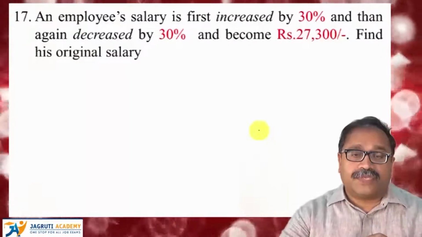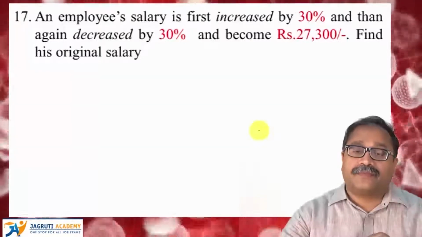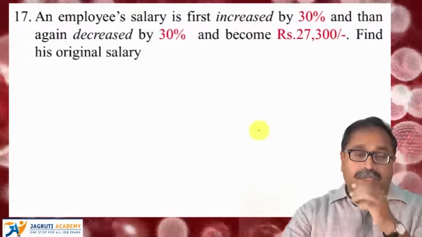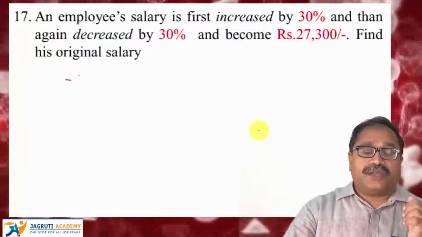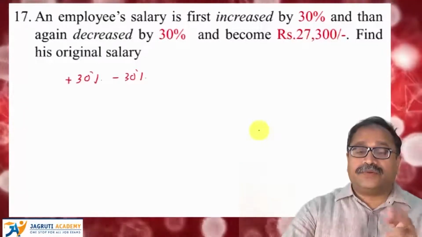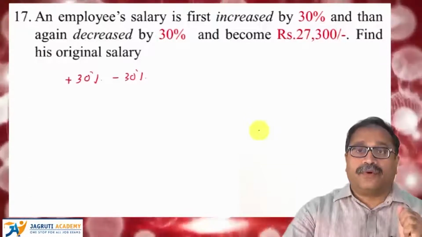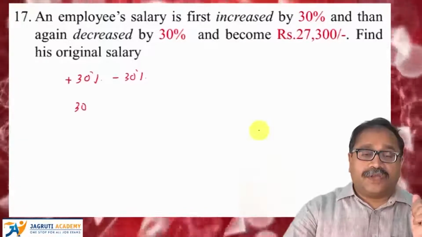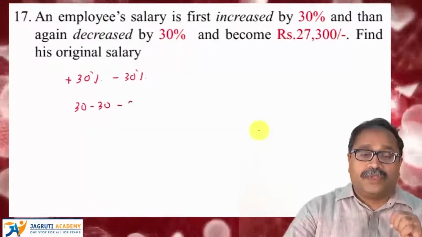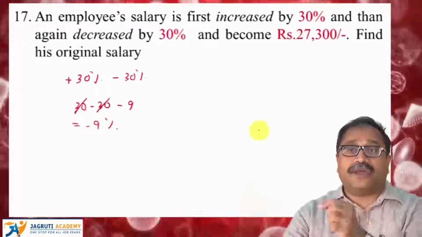An employee's salary is first increased by 30% and then decreased by 30% and becomes 27,300. Find his original salary. Okay, before I answer this question, what happens if an employee's salary is first increased by 30% and then decreased by 30%? Some of the students in the class say that there will be no effect on the salary. Salary will remain the same. Is it so? No. Why? Let's apply that formula. That's plus 30 minus 30 plus minus minus 30 into 30, which is 900 by 100, which is 9. So I cancel this plus 30 minus 30 and finally I am left with a minus 9. That means the salary is decreased by 9%.